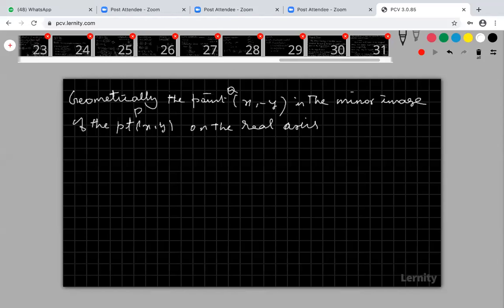Any other doubt? X should be, no, X should be positive only. So we are taking the mirror image in the X axis. Okay, mirror image. Yes.